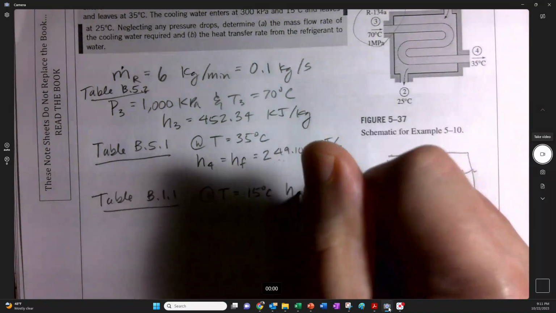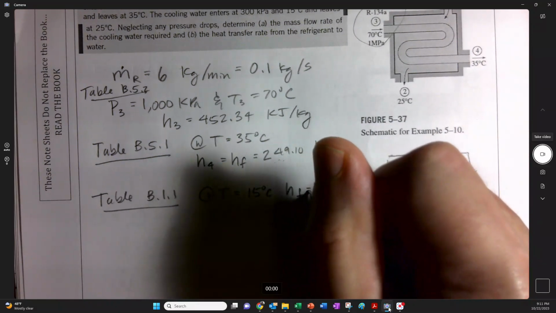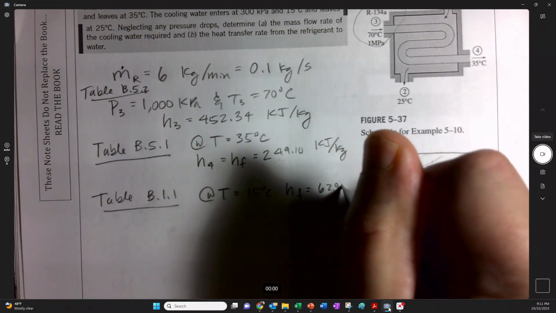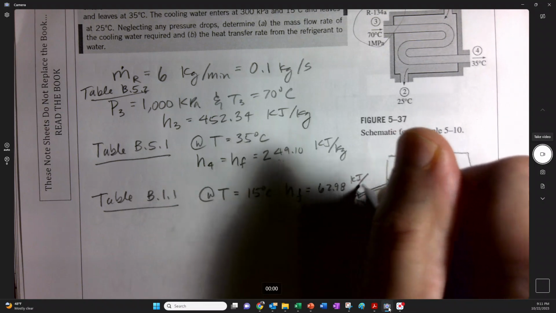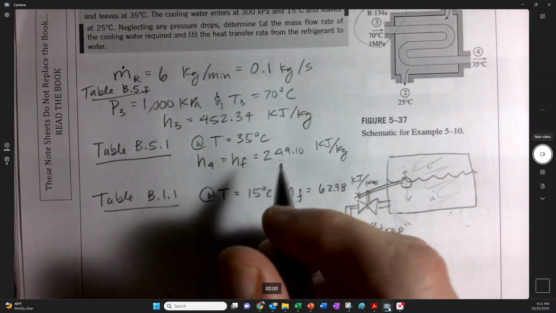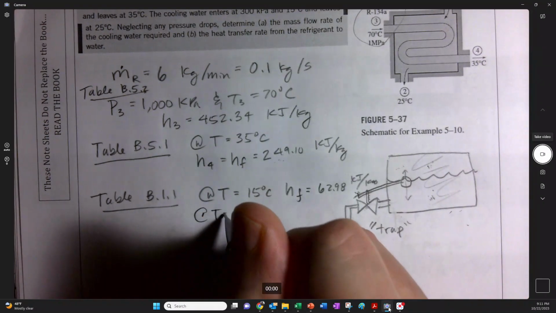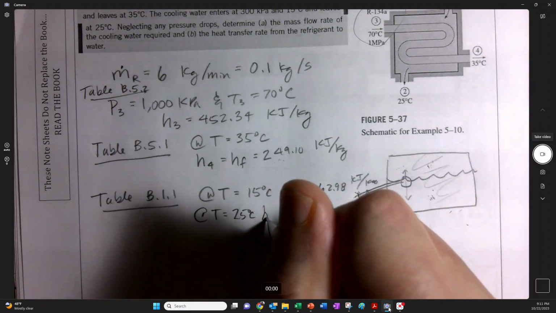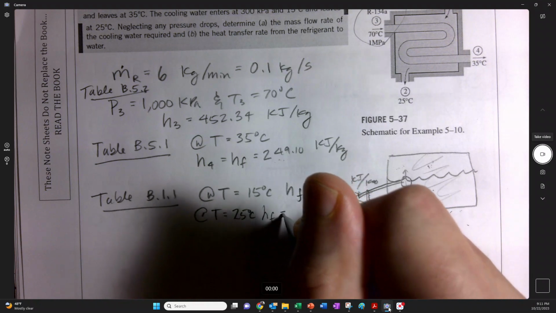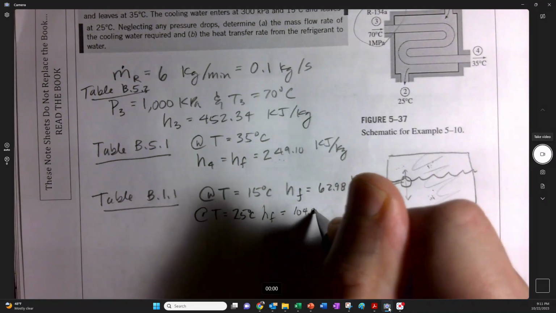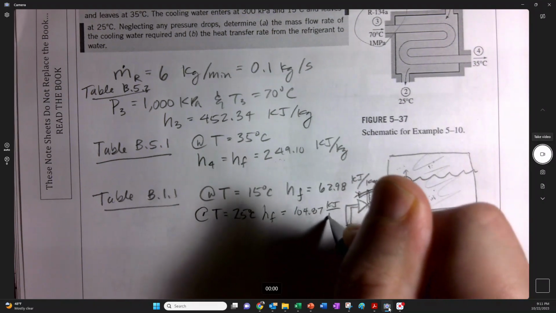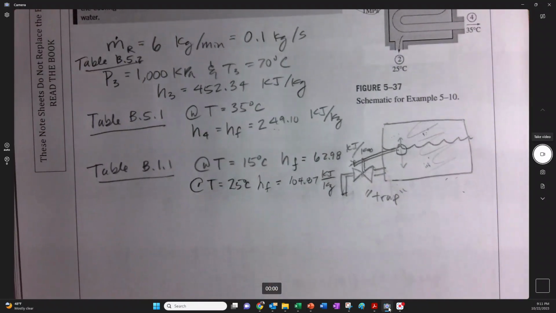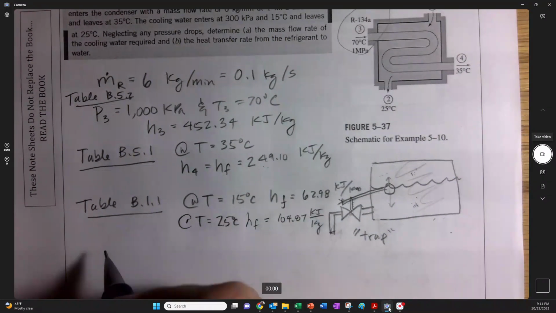The fluid enthalpy, 62.98 kilojoules per kilogram, and then at T equals 25 degrees Celsius, we have HF equal to 104.87 kilojoules per kilogram. So here you go.